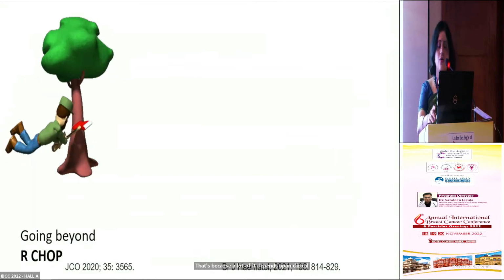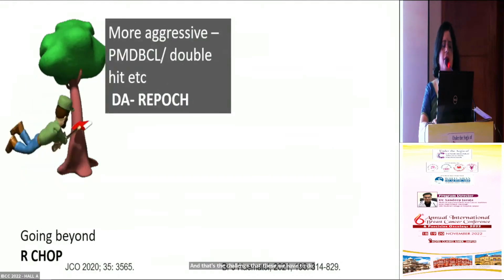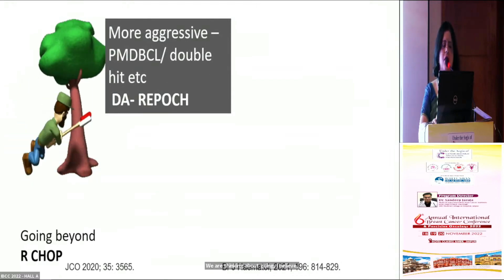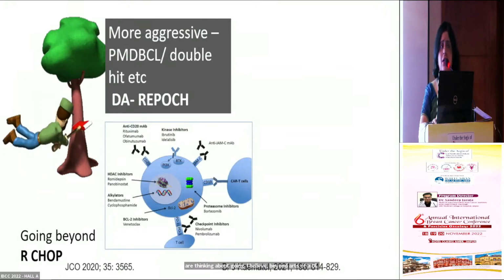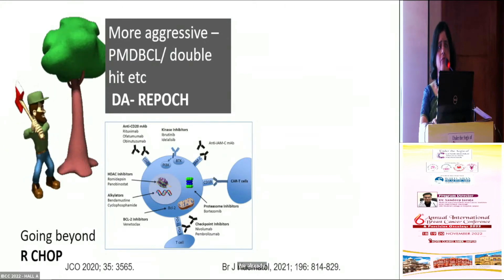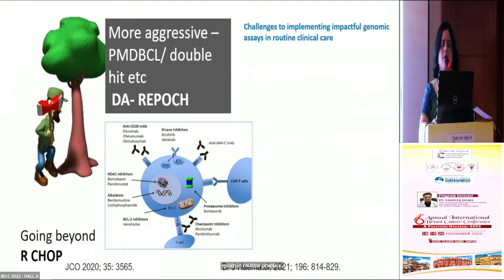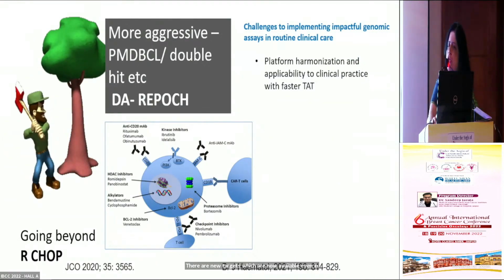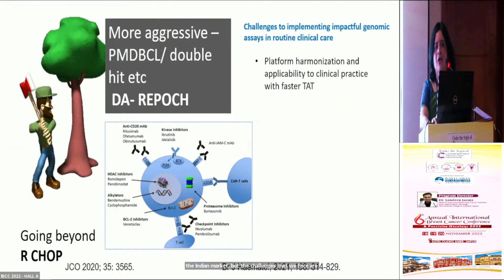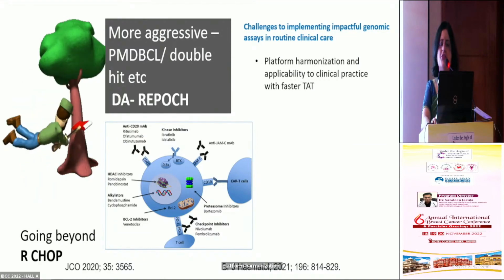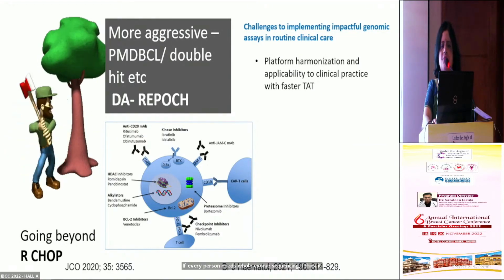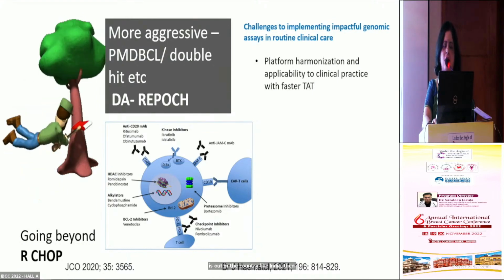We are thinking about going beyond R-CHOP for DLBCL. We have already made some advances in terms of using R-EPOCH in routine practice. There are new targets which are now available even in the Indian market. But the challenges that we face are the following. Number one is that we need to have platform harmonization. If every patient needs whole exome sequencing, I think it is out in a country like India. We need faster TATs because DLBCL patients can't wait that long.